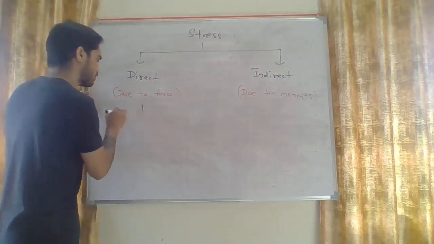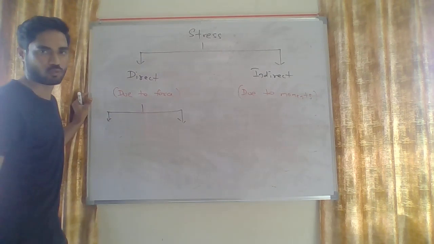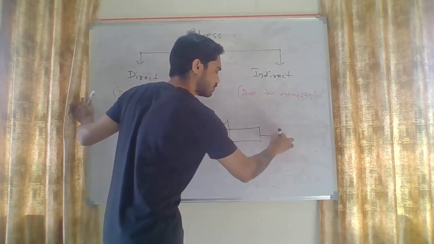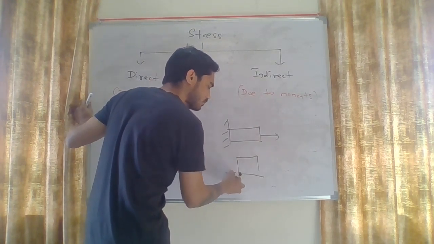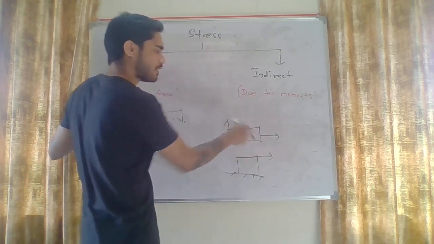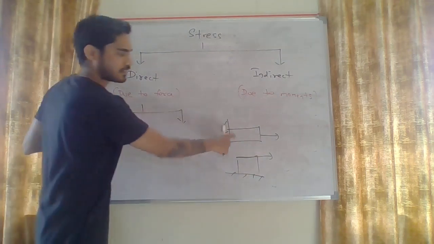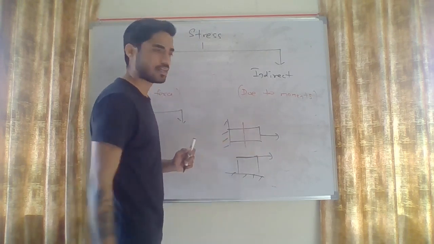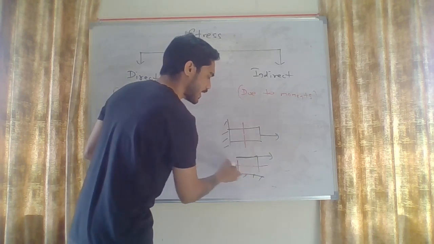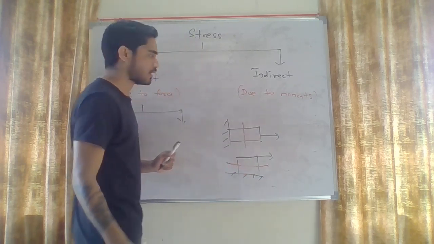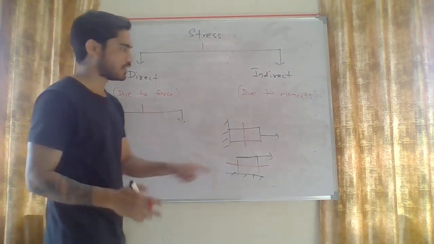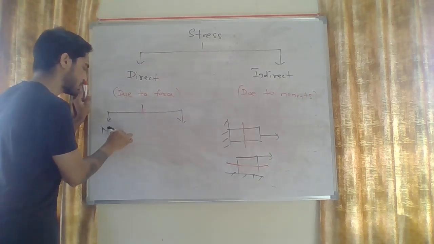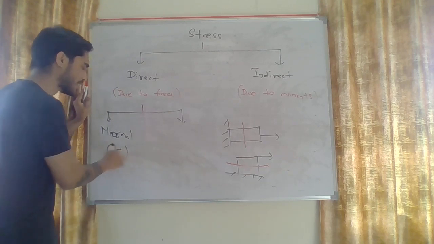Now direct stresses are of two types. Why, my friends? Because the force can be acting like this. The force can also be acting like this. What is the difference in these two cases? In this case, if you consider this plane, the force is perpendicular to this plane. And in this case, the force is parallel to this plane. So in this case, the force is acting perpendicular to the plane, and whatever stress we get is known as normal stress, which is denoted by sigma.